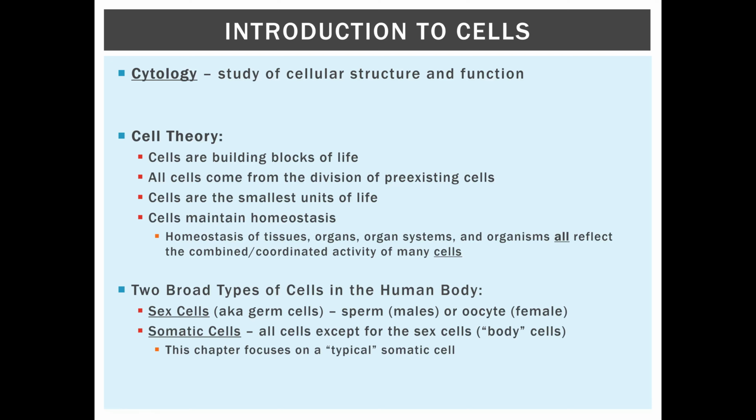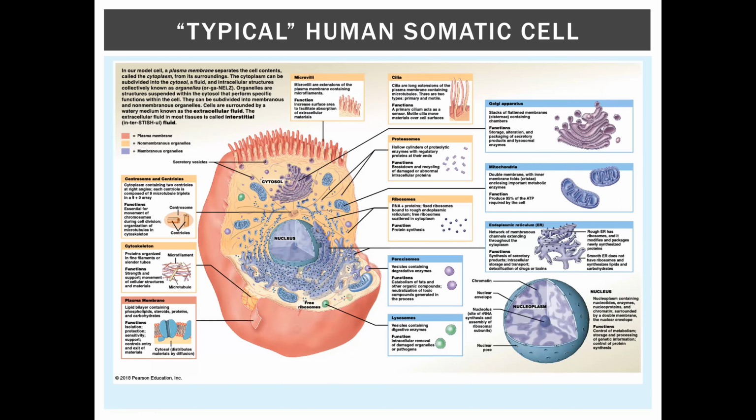Somatic cells are all the rest of the cells except for the sex cells. Somatic means body, so these are your body cells. This chapter focuses on a typical somatic cell. So here is an image from your textbook. We're going to go through a lot of the structures shown in this image. Again, that's why this is a somewhat long chapter. This is just an overview image that you have in your textbook to get familiar with. We're going to talk about many of these different parts and some terminology to get in your brain for a lot of the rest of the semester, actually.